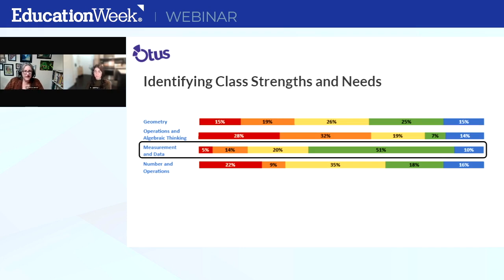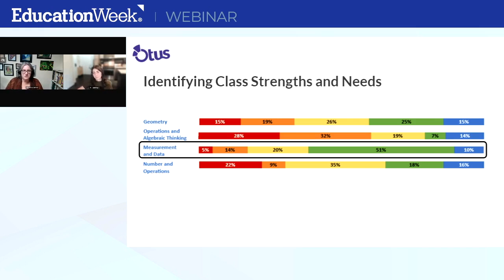On the flip side, if I look at measurement and data, I have the opposite. About 60% of my class is above the 60th percentile, so they're doing pretty well in this area. I'm still going to have some students at the lower end and need support and scaffolding ready, but I can probably move a little faster with the whole class for these topics.